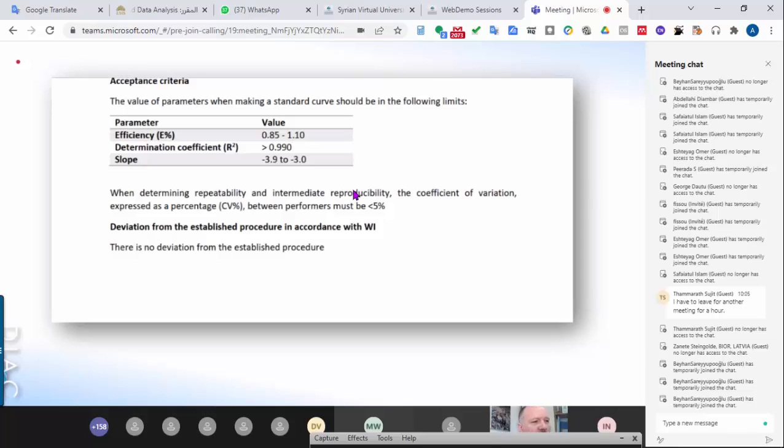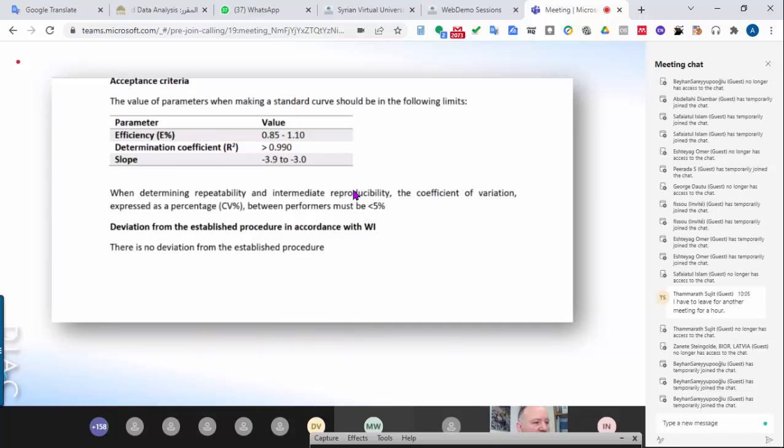So you put the parameters for the efficacy, the determination coefficient, and the slope of the PCR, and then you state that in the evaluation of the precision of the test by performing the repeatability and reproducibility experiments, the coefficient of variation expressed in percentages should be lower than 5%. So if it's lower than 5%, then the test passed the verification study.